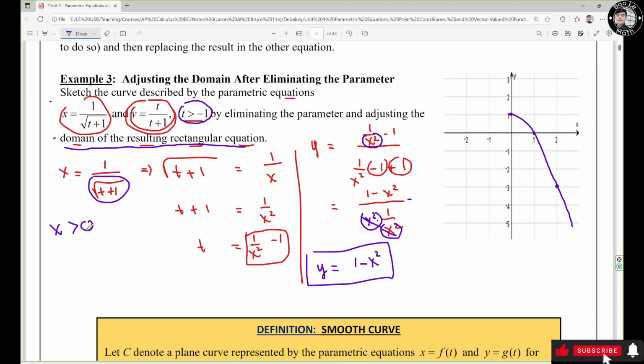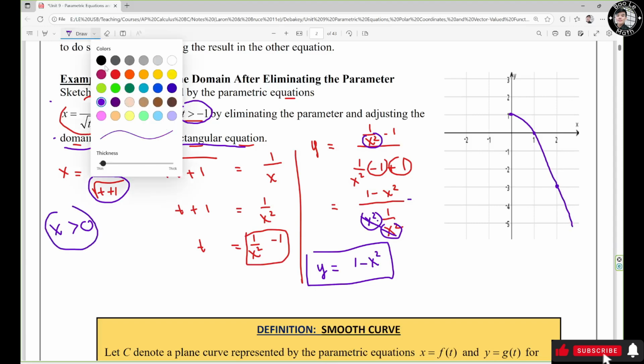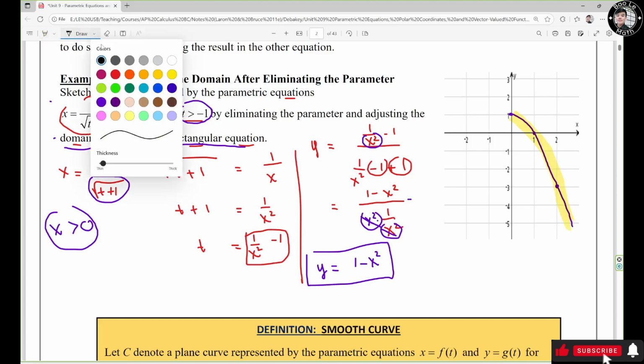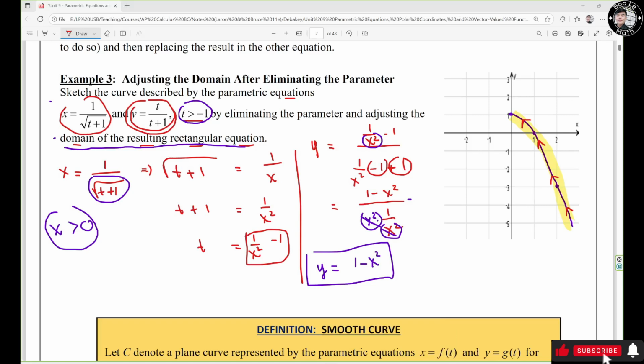Now, observe that x is always greater than 0. Actually, you have another branch on the left-hand side right here, but we don't need that one. We only need the one on the right-hand side because x is always positive. Alright, so you just place the arrow. Now you may use the calculator to check your work.